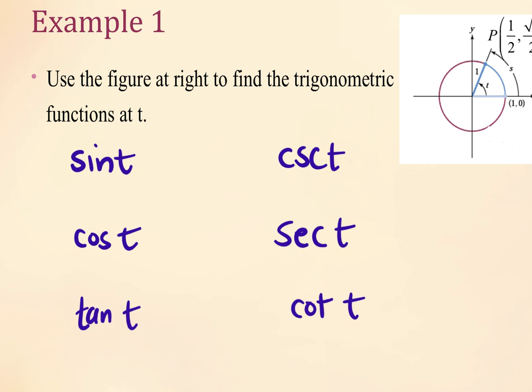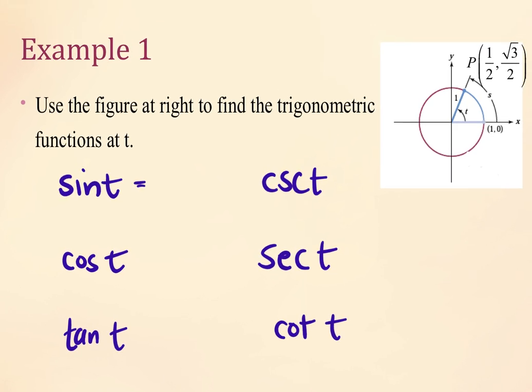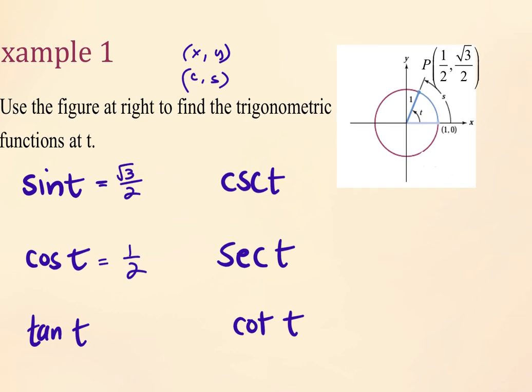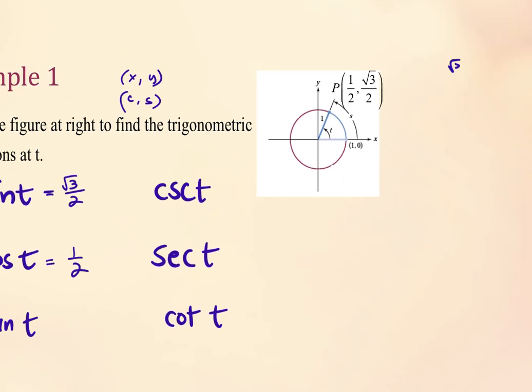Which coordinate point is your sine? X or Y? Y. Remember, if you think about it, it's X comma Y, and cosine, the C comes before the S. So the S is your Y, which means sine is root 3 over 2, and the X is your cosine, 1/2. And let's say we don't know this angle, so I didn't memorize the tangent yet. I would put root 3 over 2 over 1/2. Keep, change, flip it, and I get just root 3.